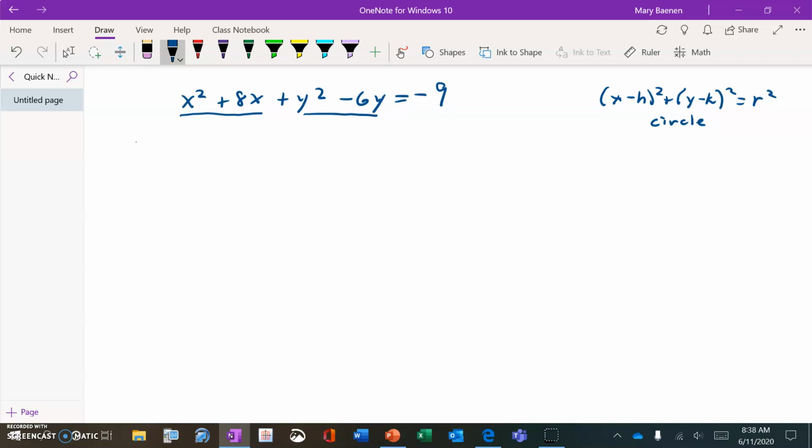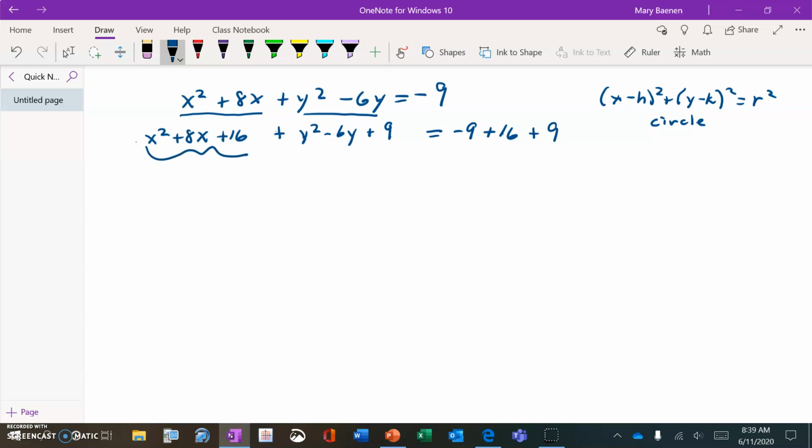Okay, so in this part, the x squared doesn't have a number in front of it. So I'm going to say x squared plus 8x. Take half of the b, half of 8, that's 4. Square it, that's 16, and add it to both sides. So I have a 16 here, and on the other side I have a negative 9. I'm going to add a 16 on there. Okay, then I'm going to do the same thing with the y stuff. Y squared minus 6y. Half of 6 is 3. 3 squared is 9. I'm going to add it to this side and add it to that side.